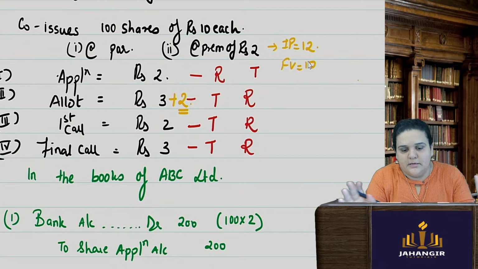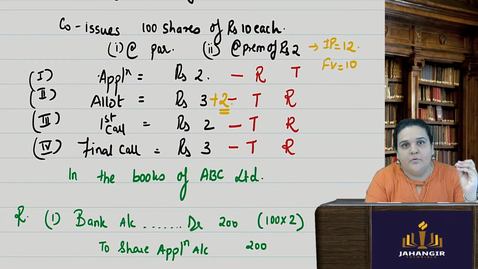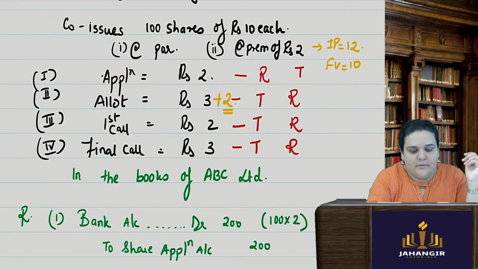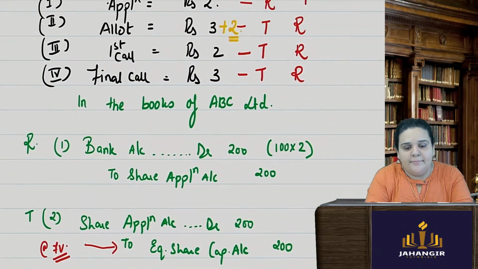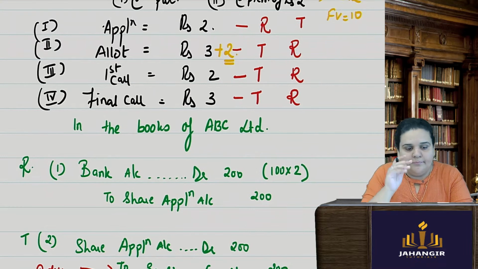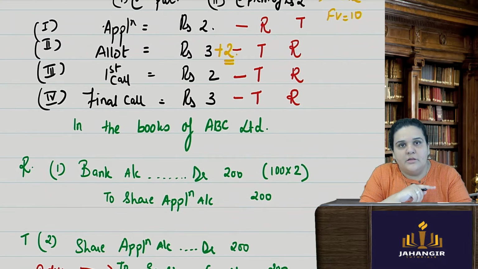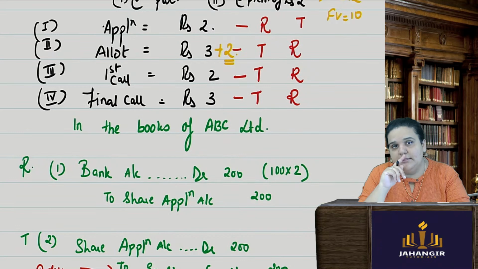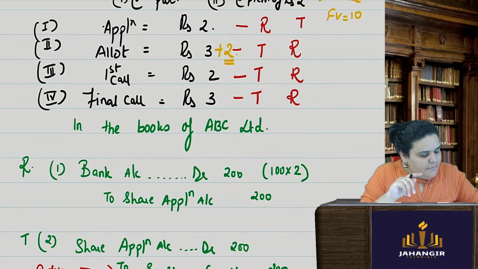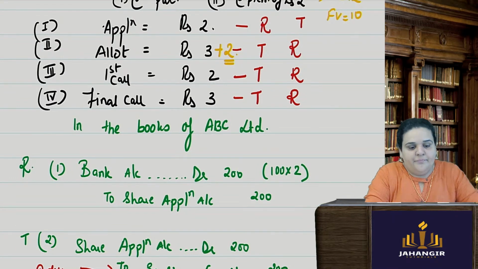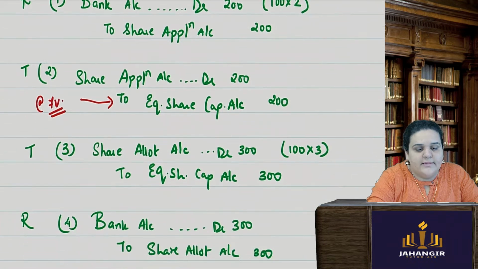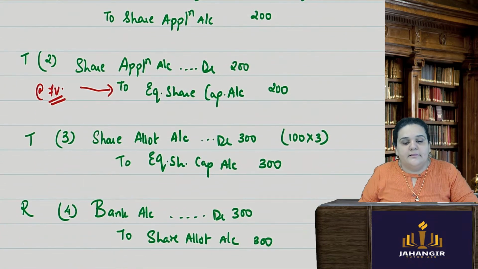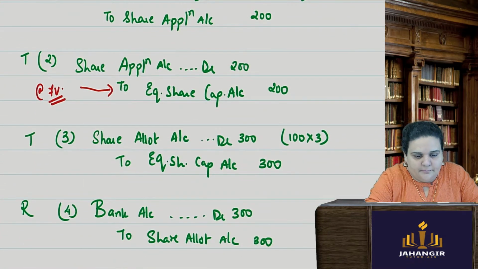So now what happens is, application stage, there is nothing to worry about. On 100 shares I am going to get 2 rupees. Bank account debit to share application and share application to equity share capital. Application stage is nothing to worry. What I have to change now in my example is my allotment stage. At the time of allotment stage, security premium, this is the share premium which I am taking. Okay, so it is always recorded at the transfer entry.